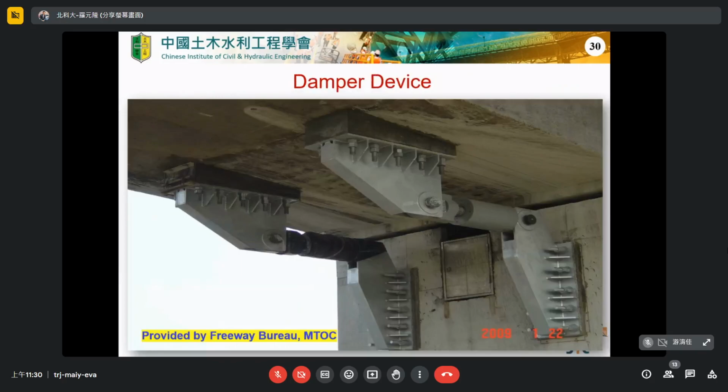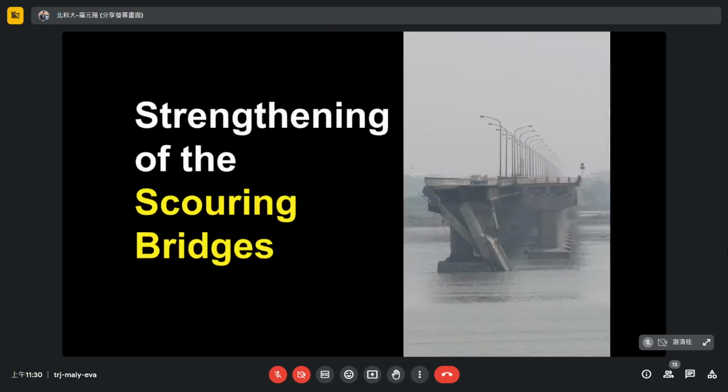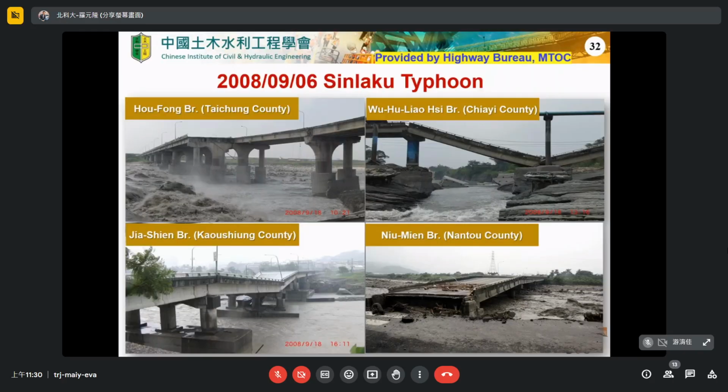Okay, and this is the damper device. We want to use the damper device to absorb seismic energy, to decrease the damage to the bridge pier. And next, I will talk about the strengthening of scoured bridges.